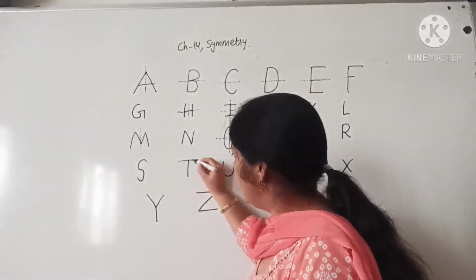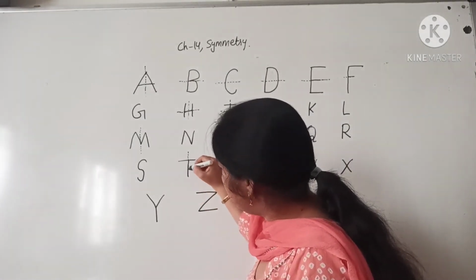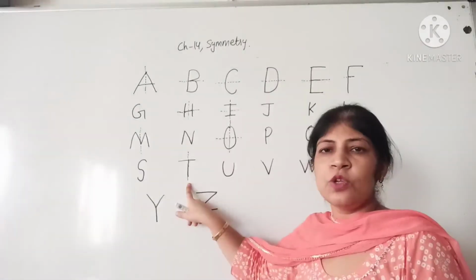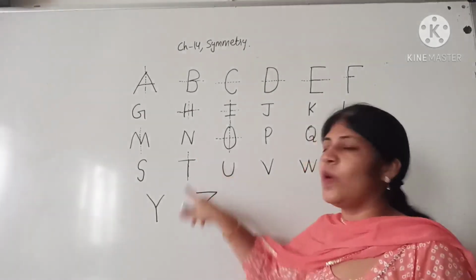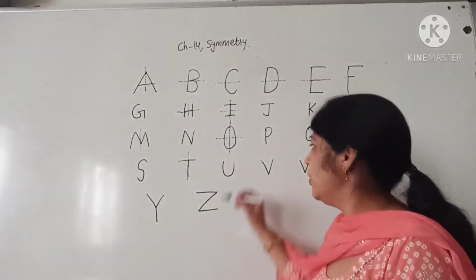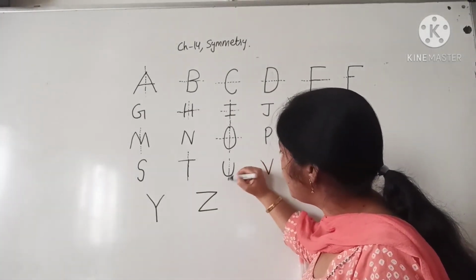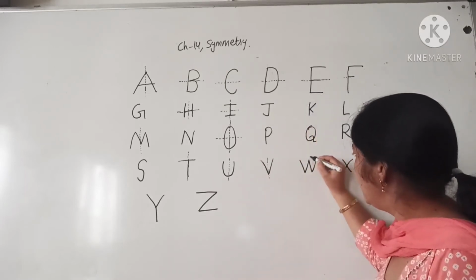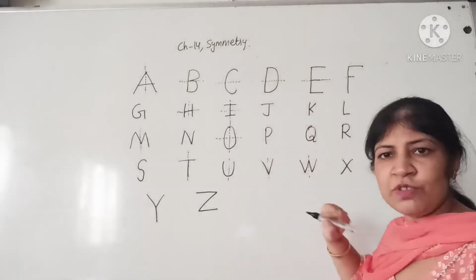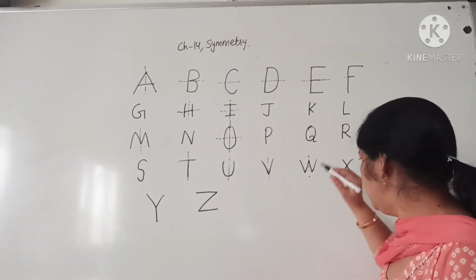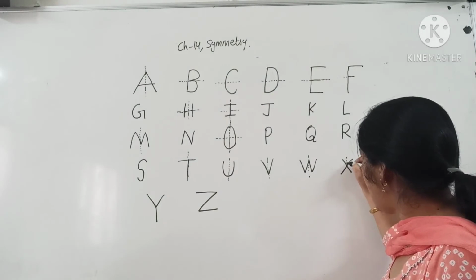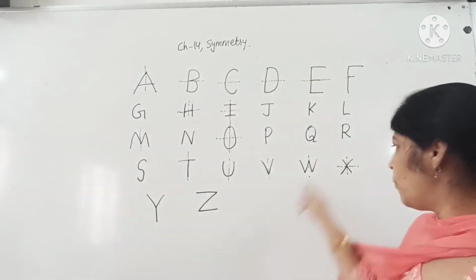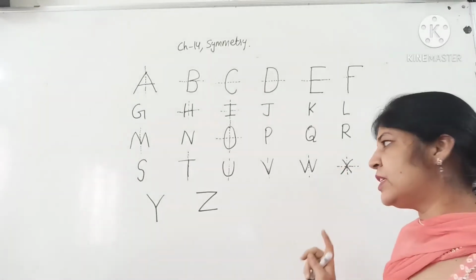T. You can divide T vertically into two equal parts. So T has one line of symmetry, that is the vertical line of symmetry. U also has vertical line of symmetry. V also has vertical line of symmetry. W also has vertical line of symmetry. X has two lines of symmetry, vertical and horizontal.